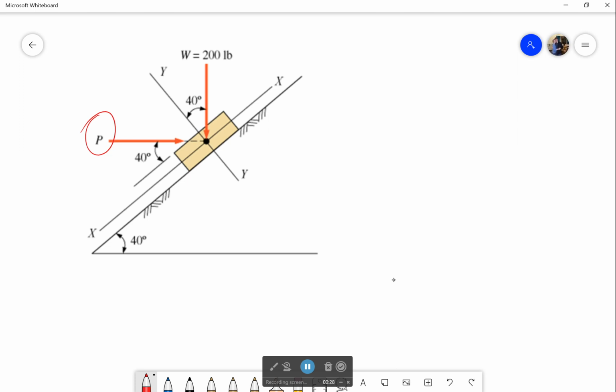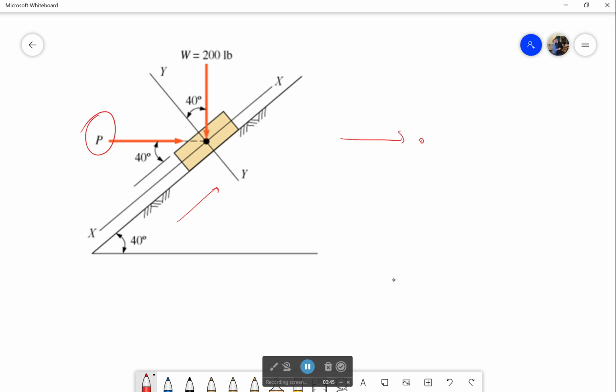Okay, now this time also you can see that P is at a 40-degree angle with the horizontal. It's not perpendicular to the surface, but it's definitely going to be changing things when we were just pressing up the hill. However, our steps are all the same. We just have to decide what direction we're going to move. So I'm going to say it's going to be impending up the hill first. So we draw our free body diagram.